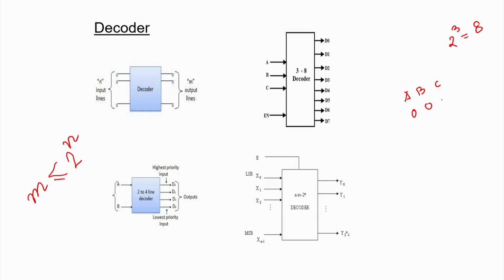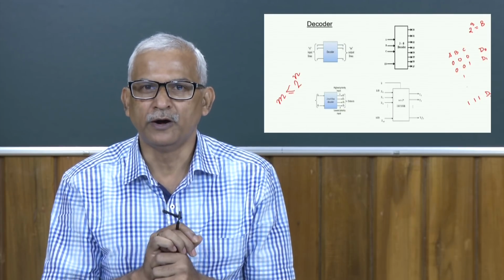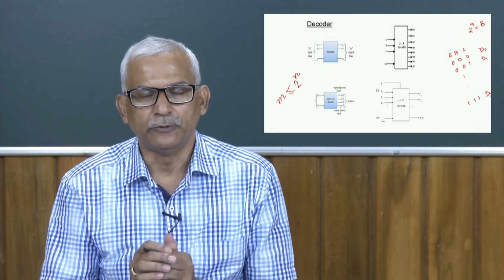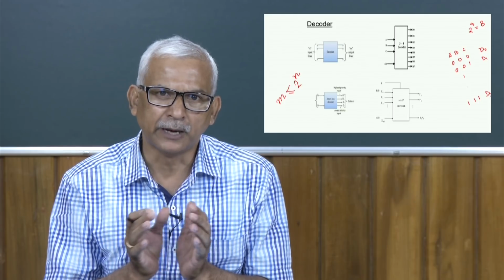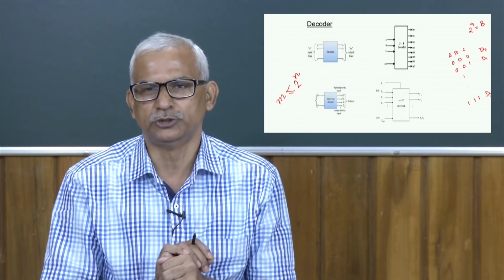So, basically what will happen? When all inputs are 0, then D0 is high. When only C is high, then D1 is high. Like that, when all inputs are 1, D7 is high. So, depending on the input combination, only one of the output signals is high. We use this decoder for selecting some of our requirements or functions. If we have some choices and at that particular instance of time we have to select only one, we use this decoder.